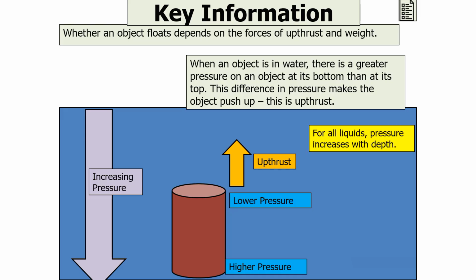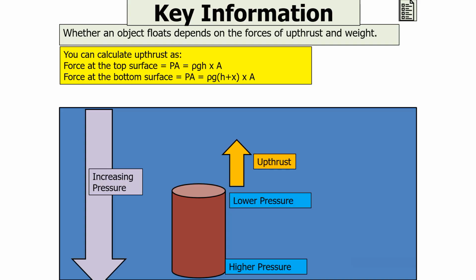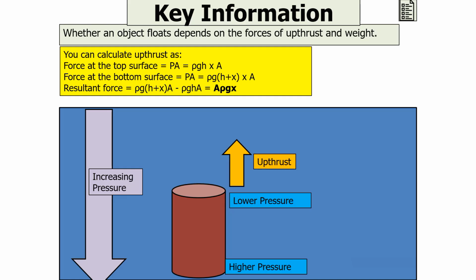Now like we said, for all liquids pressure increases with depth, because the further down you go, the more particles there are above you pushing down. Now we can calculate upthrust: the force on the top surface is pressure times area, so it's rho g h times A. Whilst the force at the bottom surface, again pressure times area, is rho g times h plus x, the increased distance, times A. So the resultant force is the two forces subtracted from each other, so it's equal to A rho g x. So that is what our upthrust is equal to, A rho g x.